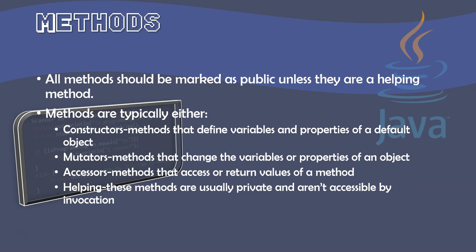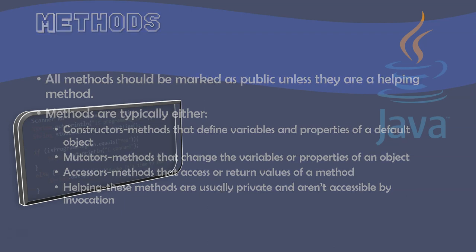You have mutators, which are methods that change the variables or properties of an object. You have accessors, which are simply going to access or return the values of a variable. And you have what we call helping methods. These are usually our private methods, and they aren't accessible by invocation. You can't say, like, new dog, then dot, and call a helping method because, again, they're private. They're not accessible.